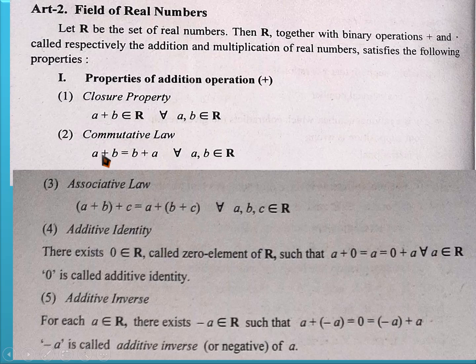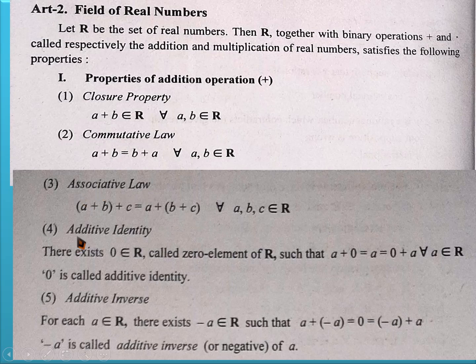I'm here giving just one example. The commutative law does not hold under subtraction, because 2 minus 4 is not equal to 4 minus 2. So subtraction is not commutative in R. The next law is associative law. Here are three numbers a, b, c belonging to R, and here is a plus b. Then we add c from the right side, and here is a plus b plus c. This law also holds in R, and this law is called associative law.